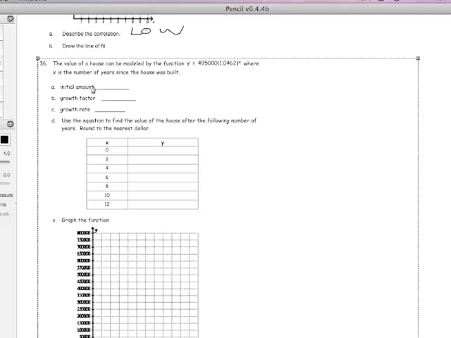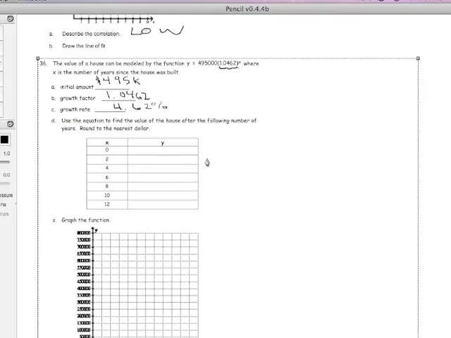So the initial amount, at x equals 0, because that would be right when the house is built, would be 495,000. The growth factor is going to be all of this stuff right here. It's 1.0462, and the growth rate, you can see that the house is going to grow at 4.62%. I think you've done a lot of these.